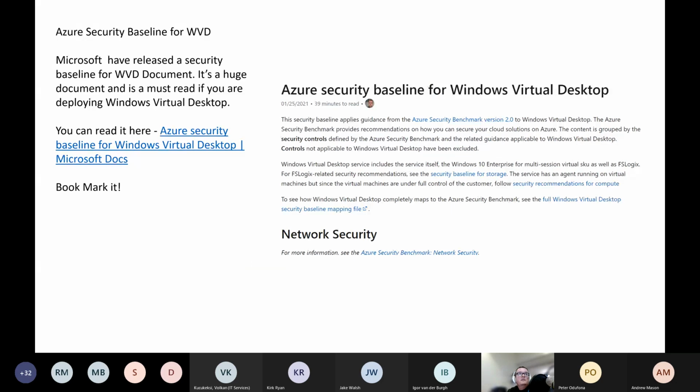And we've also got Azure Security Baseline for Windows Virtual Desktop, which has been released. Again, if you are security focused, have a look at this. It's a very, very long document. It basically takes you through all the different security implementations that you can do for WVD. So have a look at that and try and use that in your environment if you can.